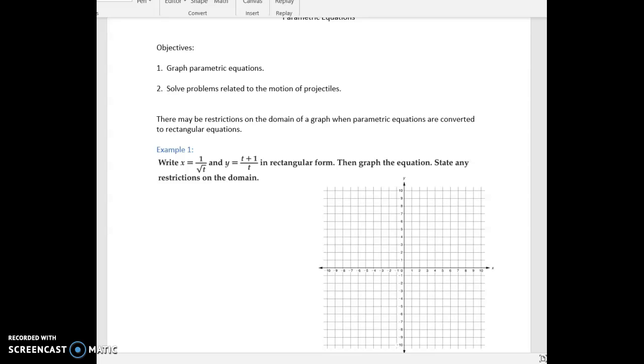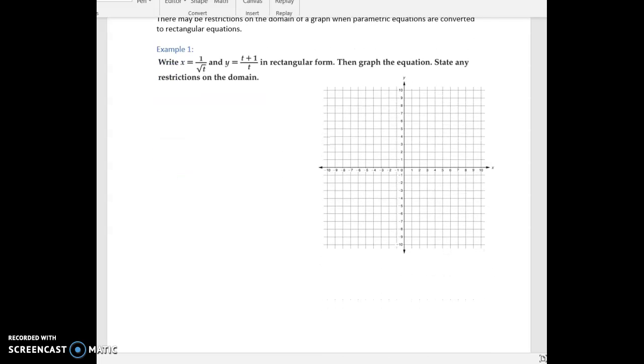Anyway, sometimes when we graph these equations, there's a possibility that we're going to have some restrictions on our domain, some places where there might be an asymptote or a hole or an endpoint or some kind of restriction. In example 1, it says, write x equals 1 over the square root of t and y equals t plus 1 over t in rectangular form. So we're going to start doing that. Remember that what we want to do is take each one and solve for t and then set them equal to each other.